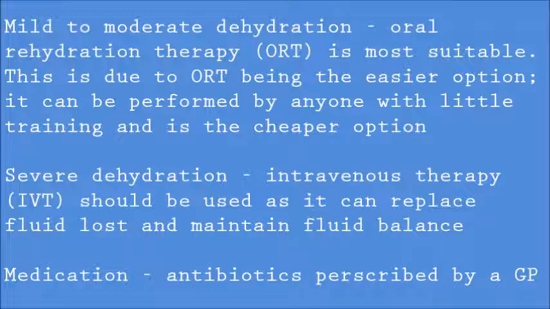For severe dehydration caused by gastroenteritis, intravenous therapy should be used. IVT is most suitable for severe dehydration as it can replace fluid lost and maintain fluid balance. The downfall of IVT is that it requires strict parameters such as correct fluids and administration rate to be monitored. Failure to do so can result in consequences as severe as death.